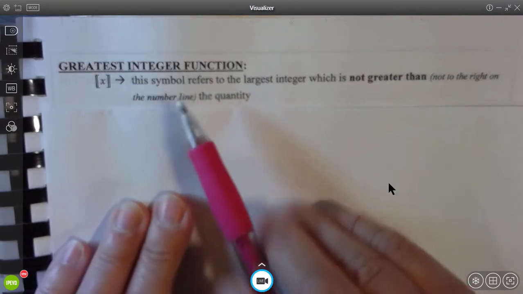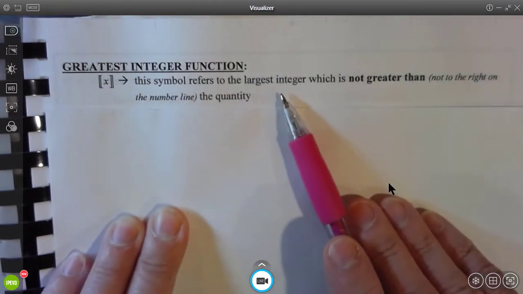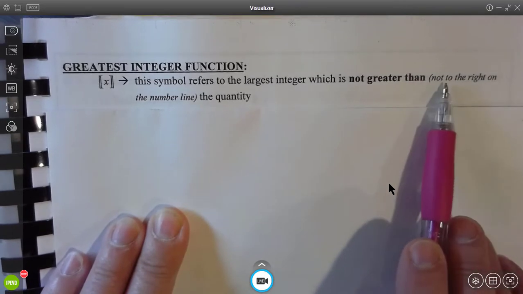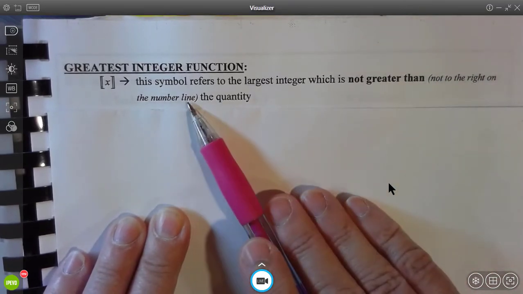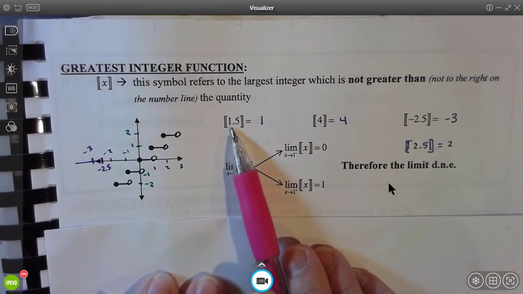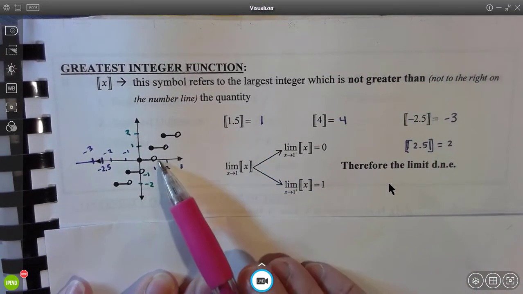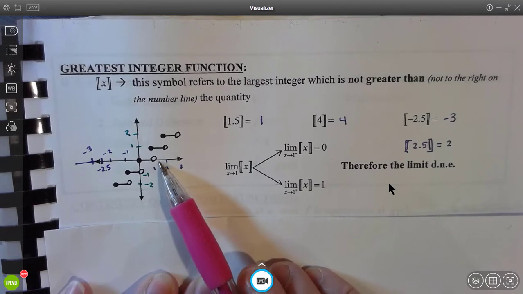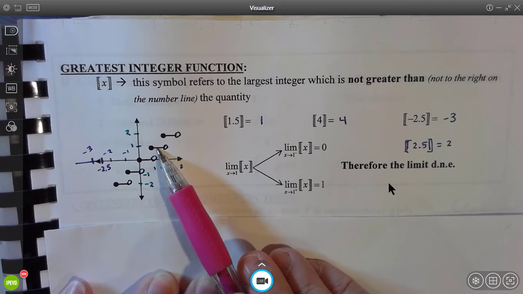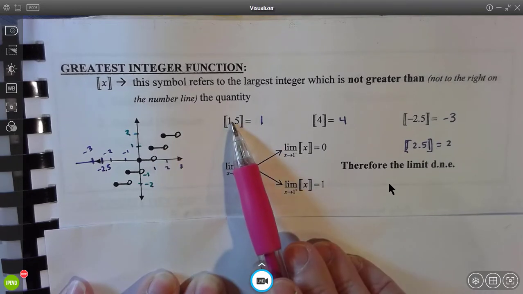The greatest integer function. This is our symbol that refers to the largest integer which is not greater than, or not to the right on the number line of, the quantity inside. For instance, if I looked at the greatest integer of 1.5, well, 1.5 lies here, and the greatest integer is 1. 1.5 is on this piece.